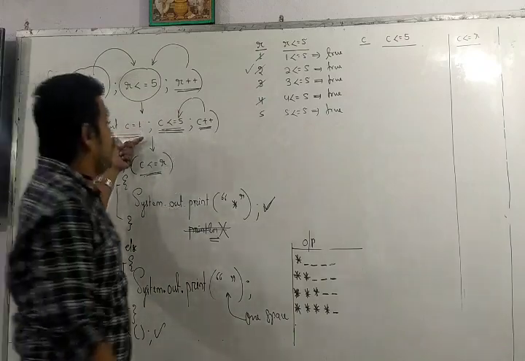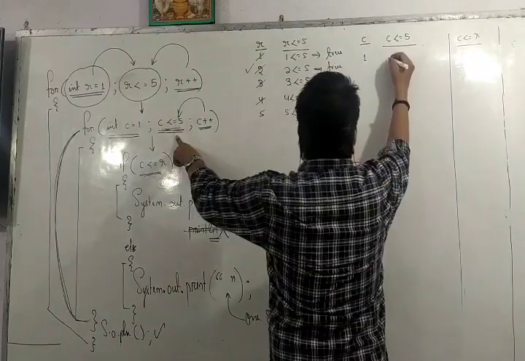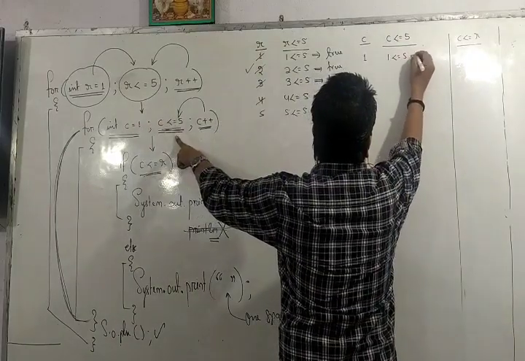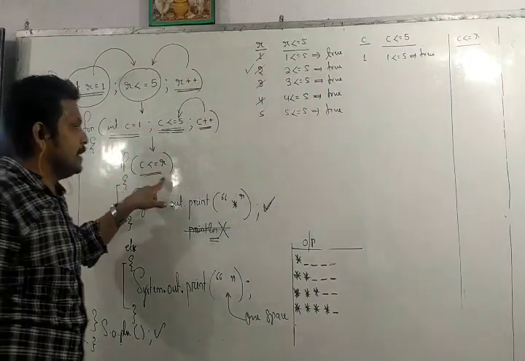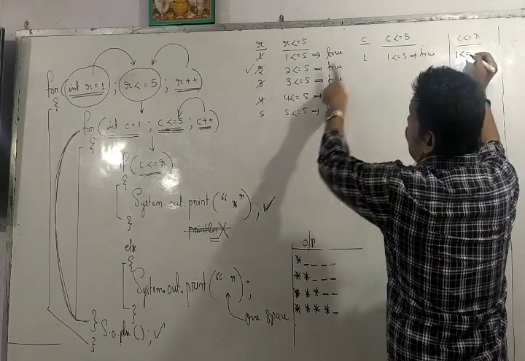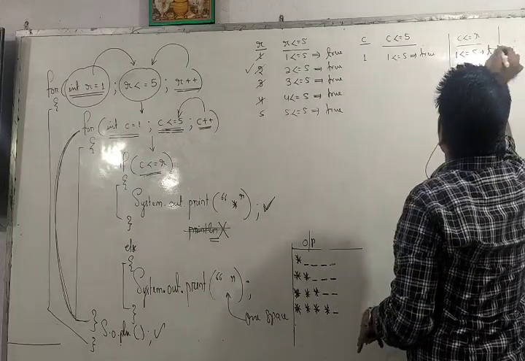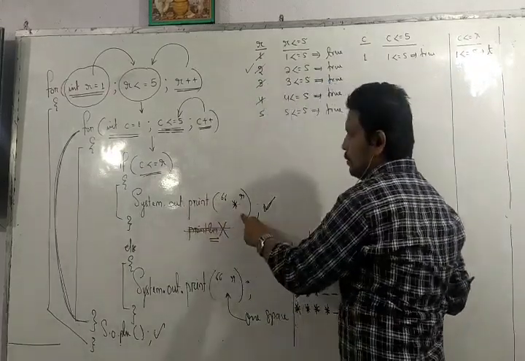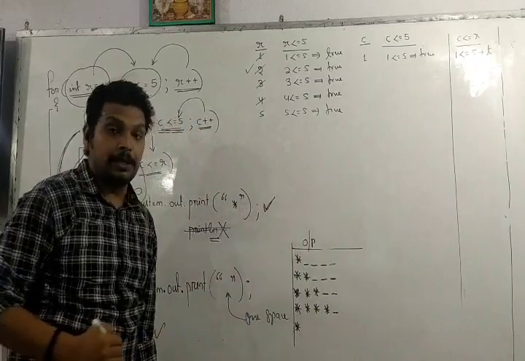C is equal to 1. Once again, C is equal to 1. 1 is less than equal to 5. We are getting true. If it is true, there is one more checking: C less than equal to R. What is C? It is 1. 1 less than equal to 5? Yes, true. If it is true, then star will be printed.